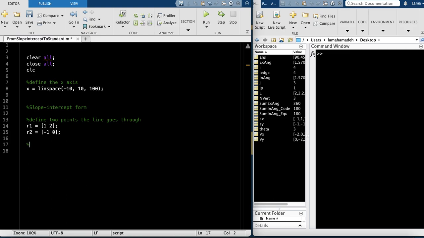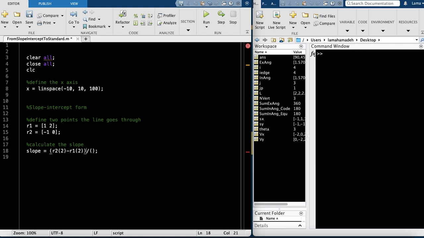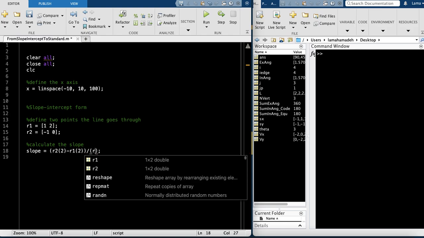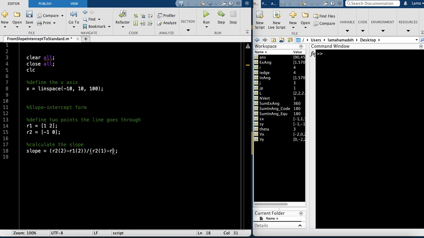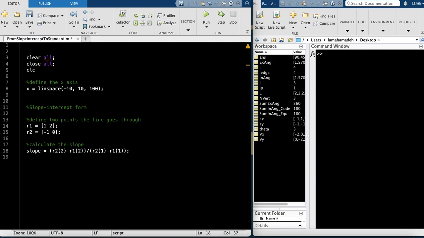Let's calculate the slope here. We have seen that the slope is the difference between the y's of these 2 points, so R2(2) minus R1(2) over R2(1) minus R1(1). Okay, so this is the slope. We have the intercept now, so let's calculate the intercept, or the y-intercept.